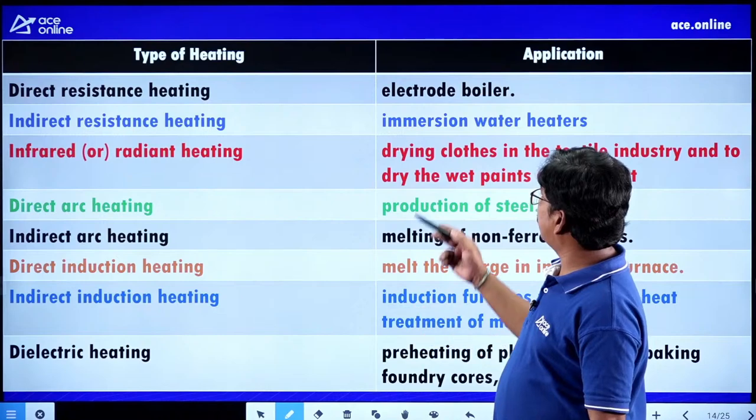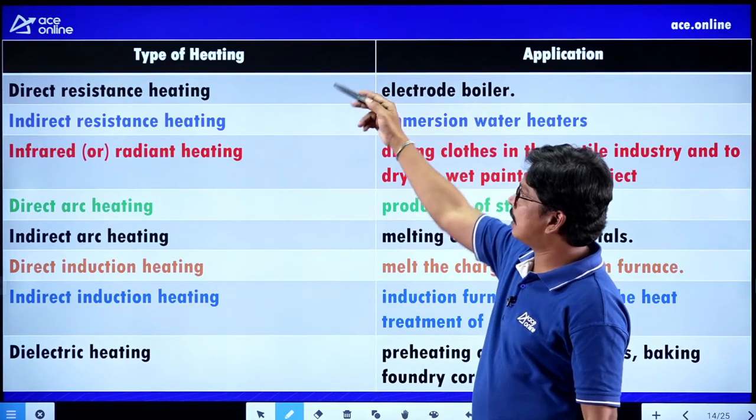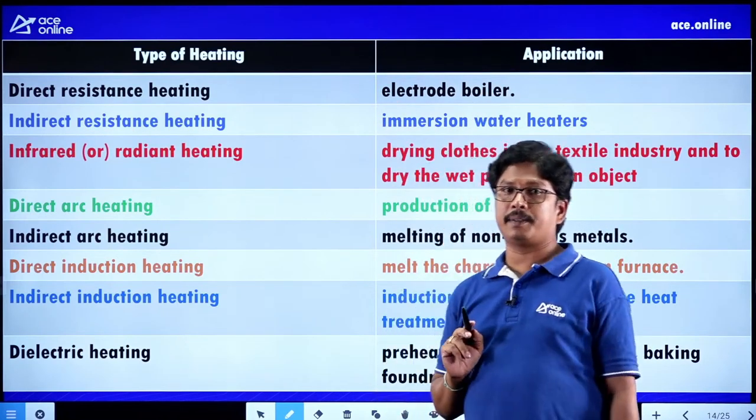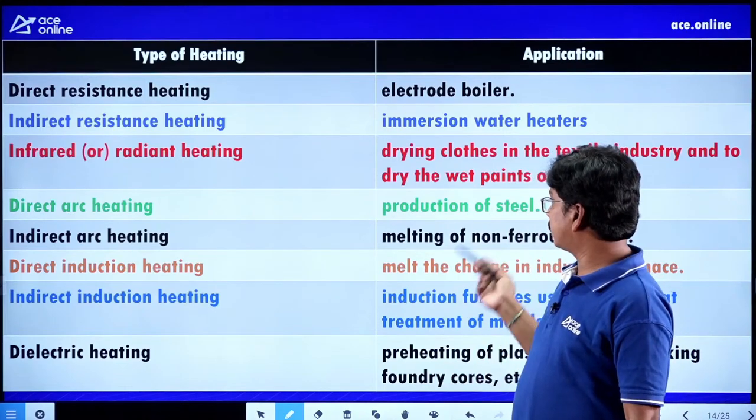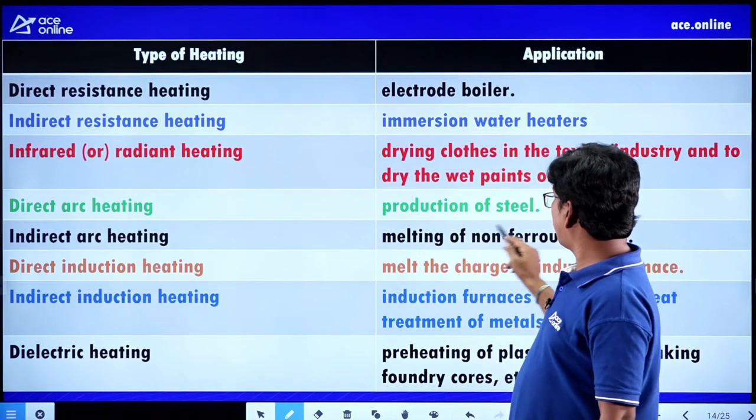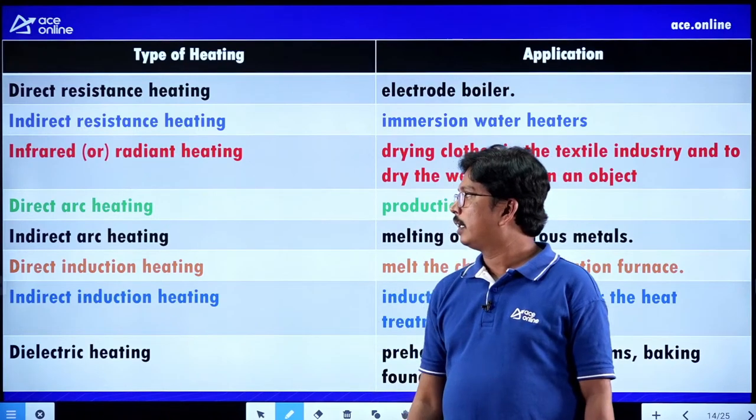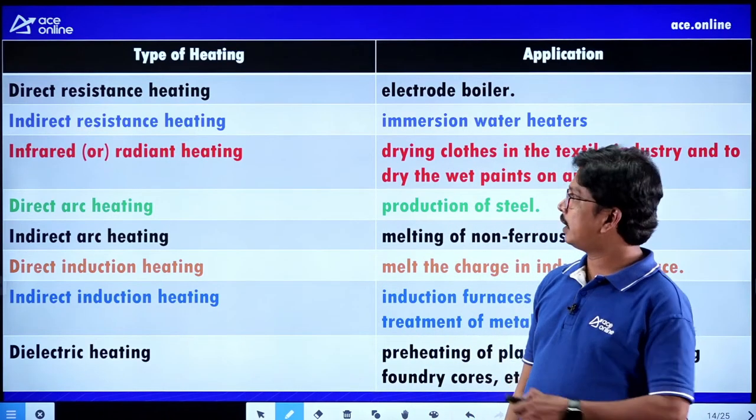What is the method used in the electrode boiler? Direct resistance heating. So try to remember. And melting of non-ferrous materials is done by indirect arc heating.